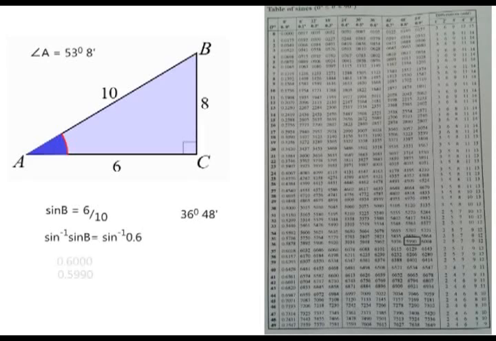The difference gives us 0.0010. So we look for 10 in the differences group of columns. Again, it's not there, but we have 9. This lines up with the column of 4 minutes. So we add that to 36 degrees and 48 minutes, gives us 36 degrees and 52 minutes. And so we are back to our angles.